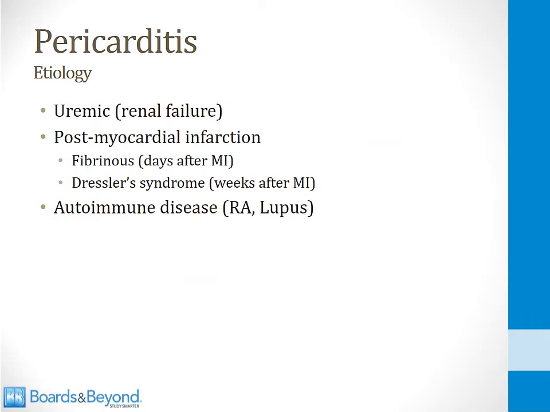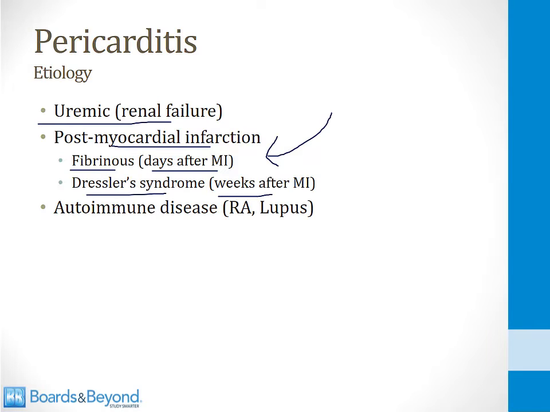When patients develop uremia from renal failure, they often develop pericardial inflammation. This is called uremic pericarditis. There are 2 forms of post-myocardial infarction pericarditis. One's called fibrinous, which occurs days after an infarction. The other is called Dressler syndrome, which occurs weeks after infarction. And I talk about both of these in the video on cardiac ischemia.